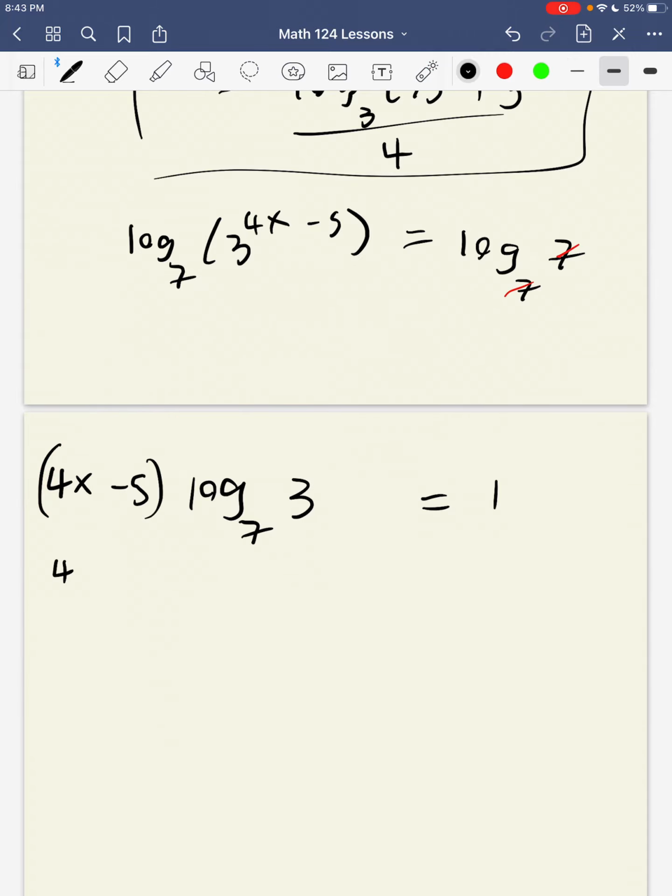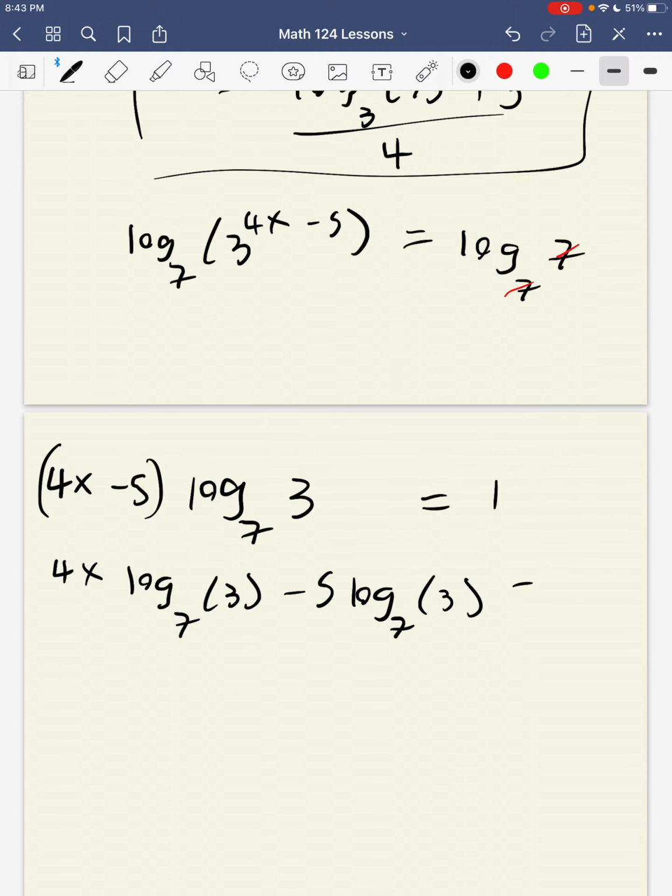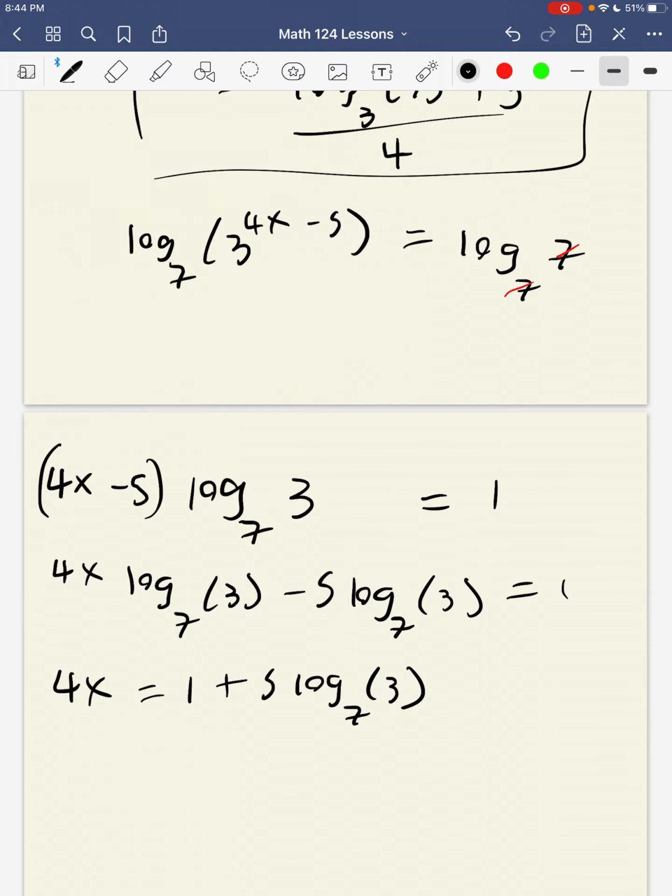Okay, so now we multiply the left hand side out. And then we solve for x. 4x equals 1 plus 5 log base 7 of 3. Actually, I forgot to, it's 4x times log base 7 of 3. Okay, so then when we solve for x, we divide by 4 log base 7 of 3.